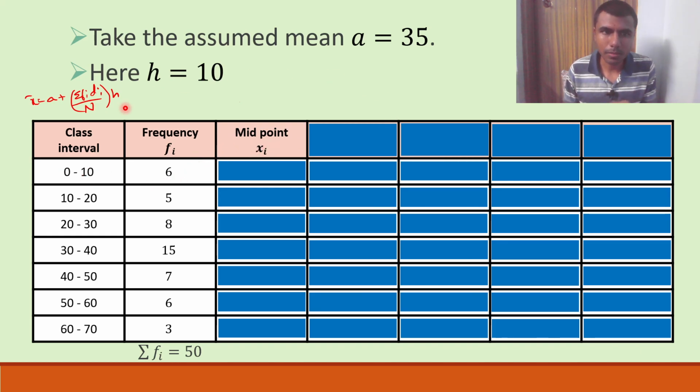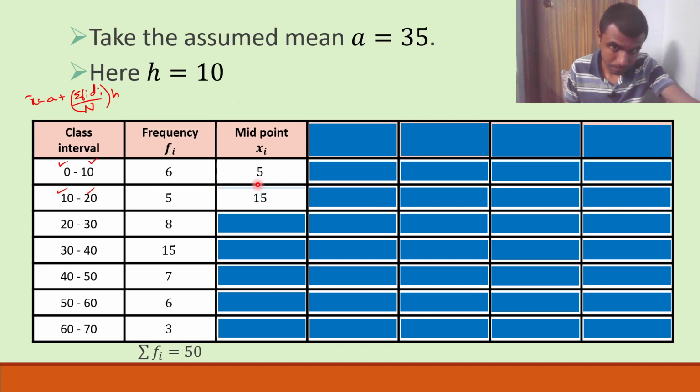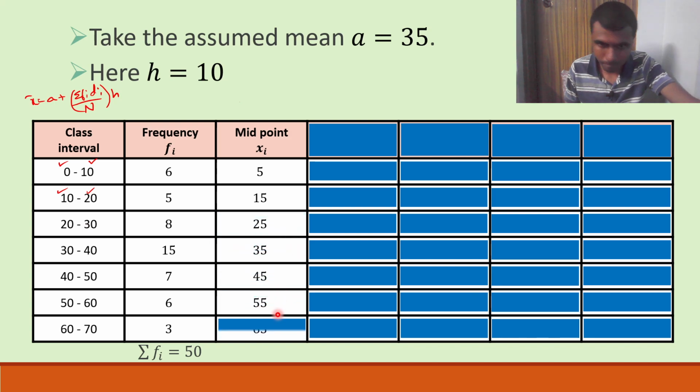Now, what is this midpoint? See the interval: 0 plus 10 by 2, so 10 by 2, which is 5. Next, 10 plus 20, 30 by 2, 15. Likewise, 20 plus 30 by 2, 50 by 2, 25. So I got the rest of the midpoints.